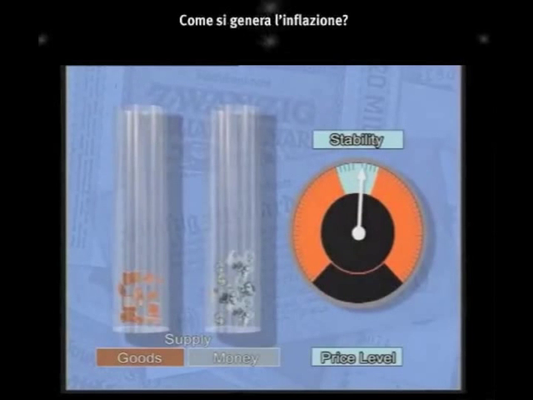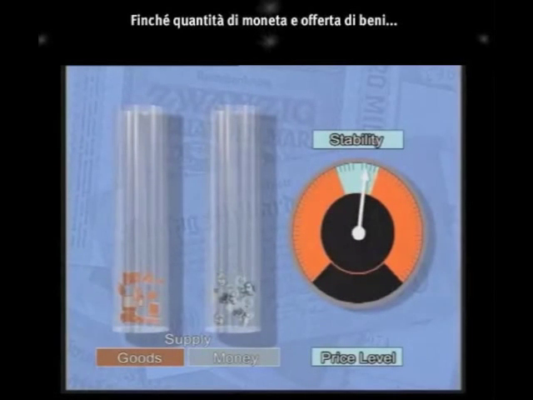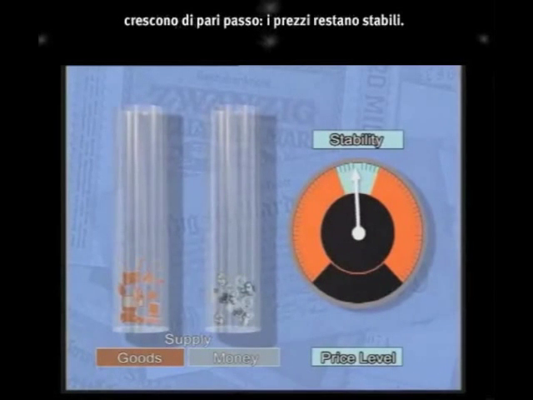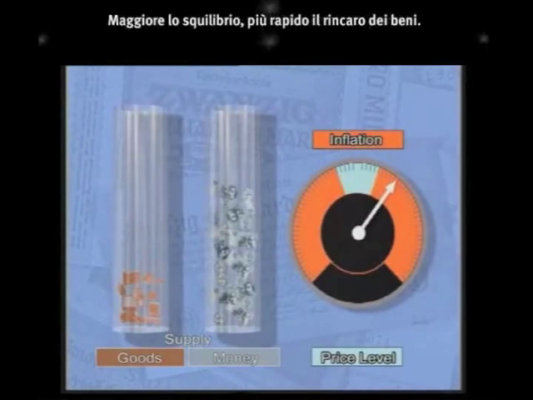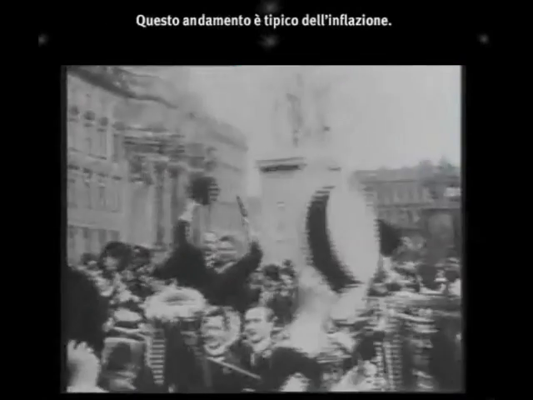This astronomical figure could only mean one thing for the German people: widespread misery and suffering. How does inflation occur? As long as the supply of money and goods in an economy develop at the same pace, prices remain stable. But if the supply of money grows faster than the production of goods, prices start to climb. The greater the imbalance between the supply of money and goods, the faster prices rise. This development is characteristic of inflation.